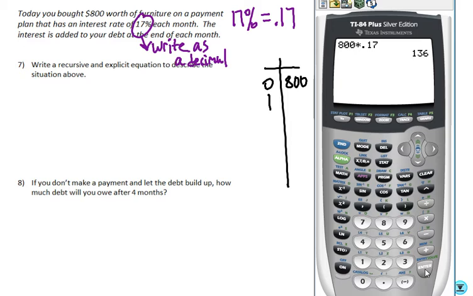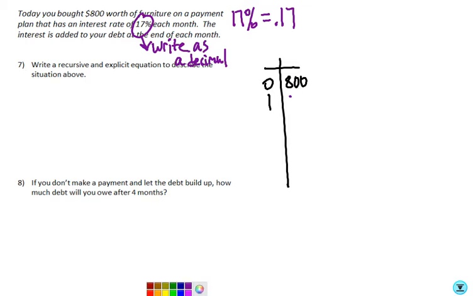So this doesn't mean that I now owe only $136. That's how much additional I owe on top of what I paid for the furniture, $800. So to figure out my new total, I'd have to add in what we got for the furniture, which was $800. So 136 plus 800 would be 936.